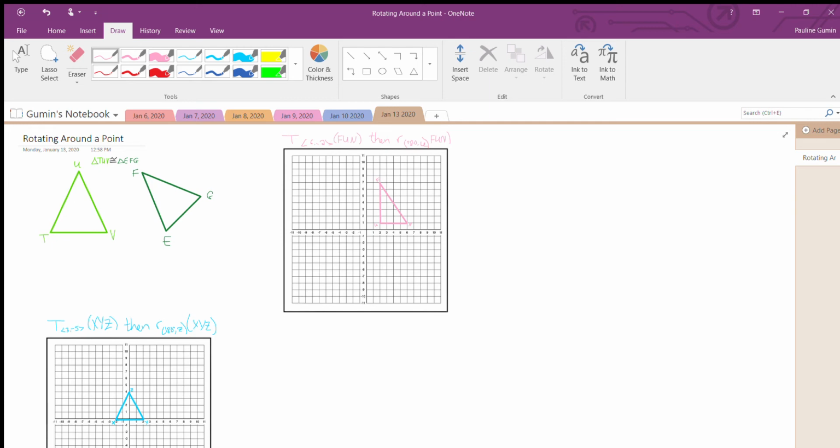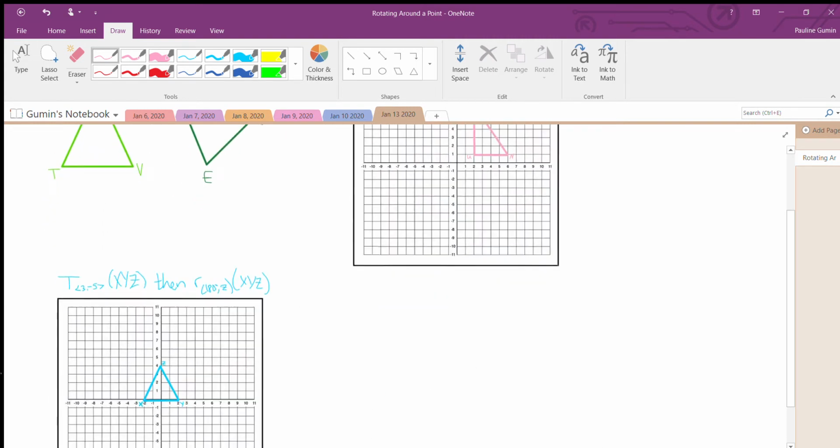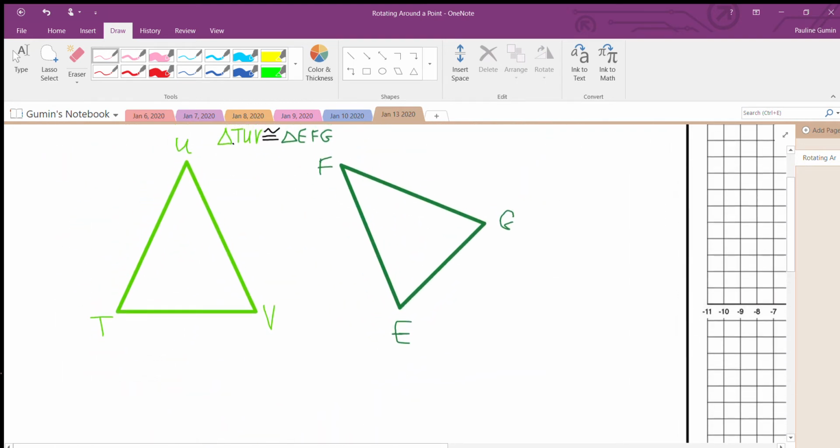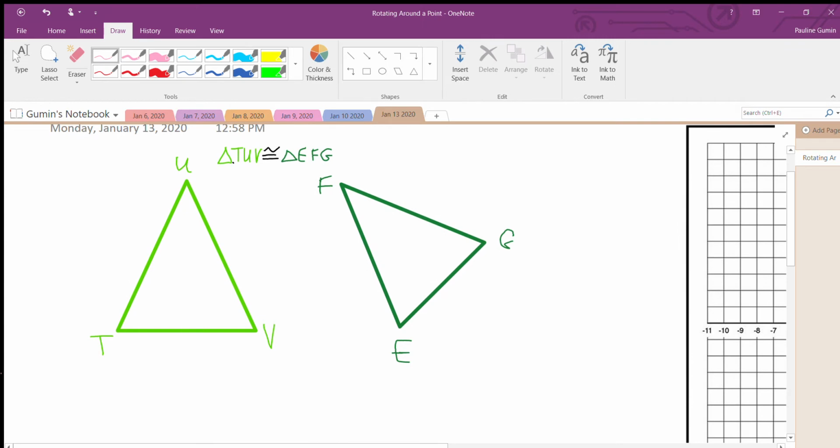Today we're going to talk about rotating an image around a point. And before we do that, we're going to just remind ourselves about congruency. So I'm going to go ahead and zoom in on these two triangles. You should see the two triangles and the congruency written out right up here. You don't really need the image. You really just need the congruencies.